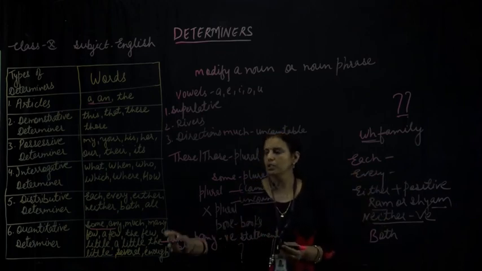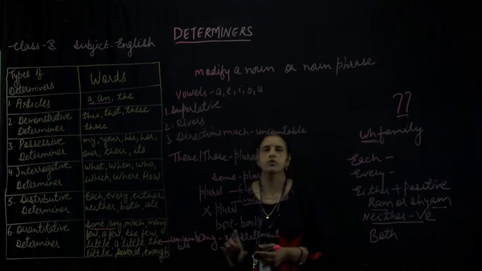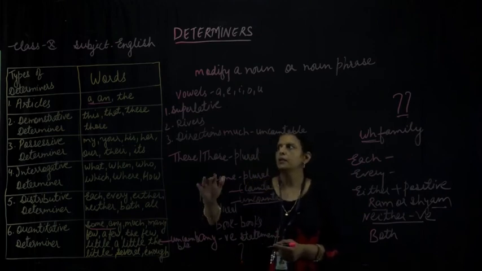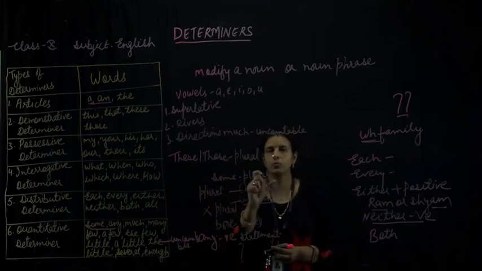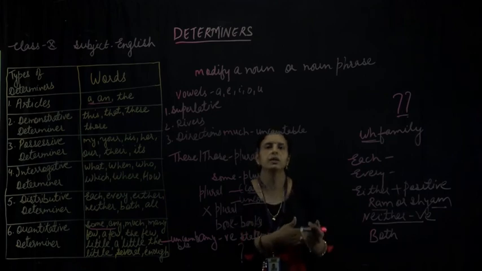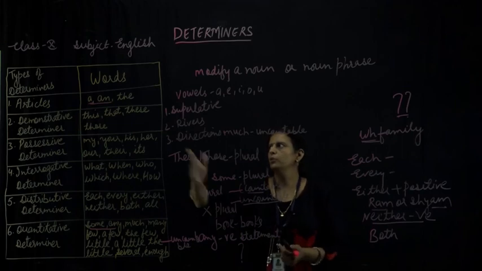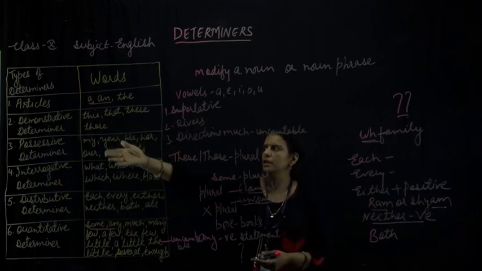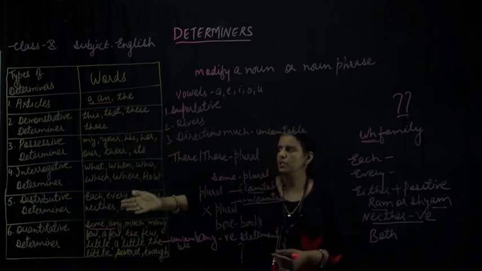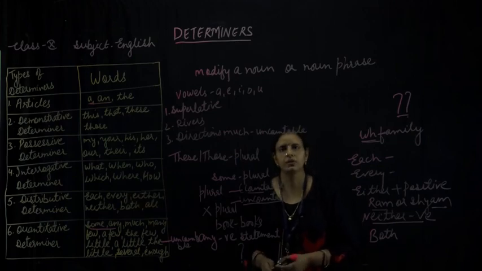Okay. So the main thing is that there are six types of determiners, and the way to use them is to keep in mind what kind of noun is there, and before that you can put all the types of determiners: the articles, demonstrative, possessive, interrogative, distributive, and quantitative determiners.